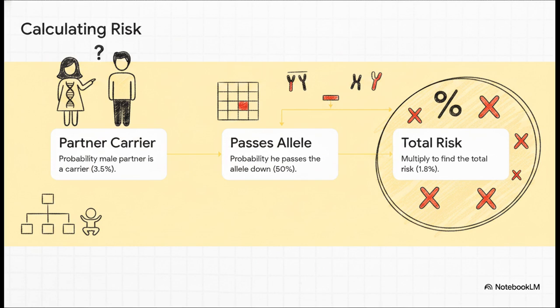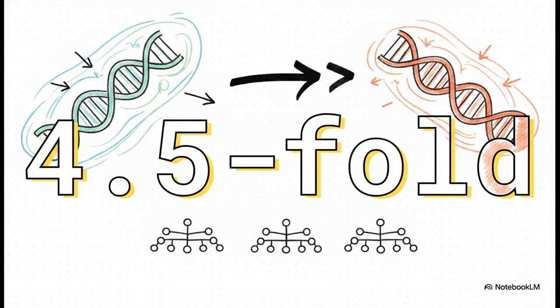Well, Step 1. There's a 3.5% chance the male is a carrier. Step 2. If he is a carrier, there's a 50% chance he passes that specific allele down. Step 3. We just multiply those odds together. 3.5% times 50% equals a 1.8% total risk of having a child with cystic fibrosis. But let's take this one step further. What if her partner was Asian American instead? In that population, the carrier rate is drastically lower. It's about 1 in 120. If we run that exact same math, the risk drops all the way down to just 0.4%.